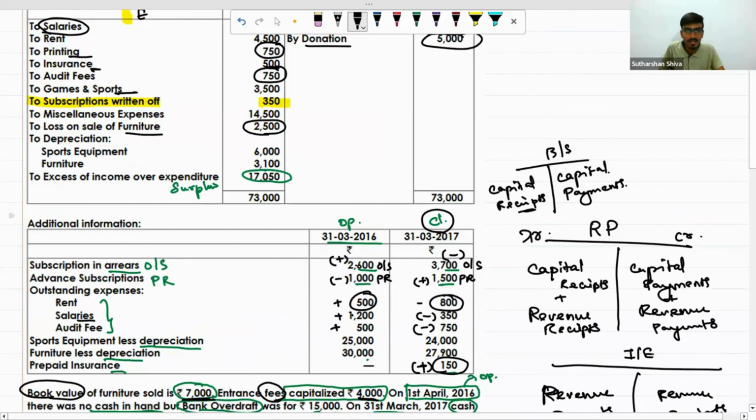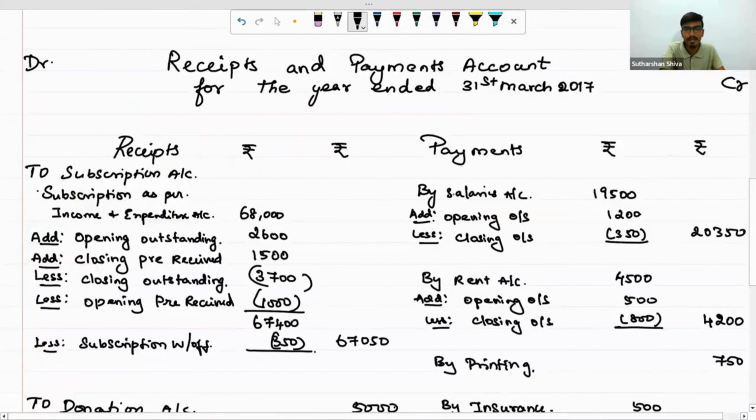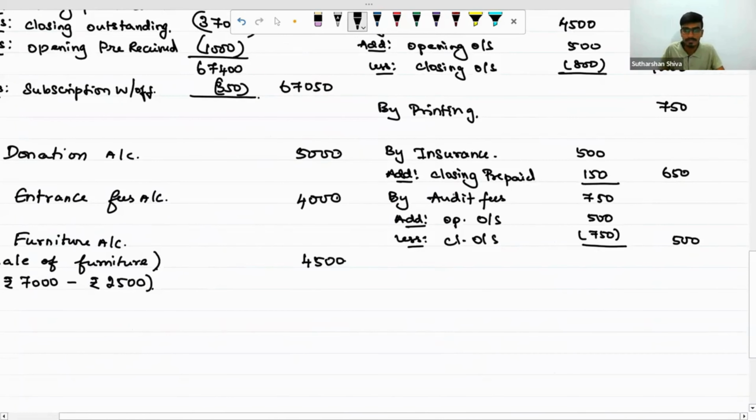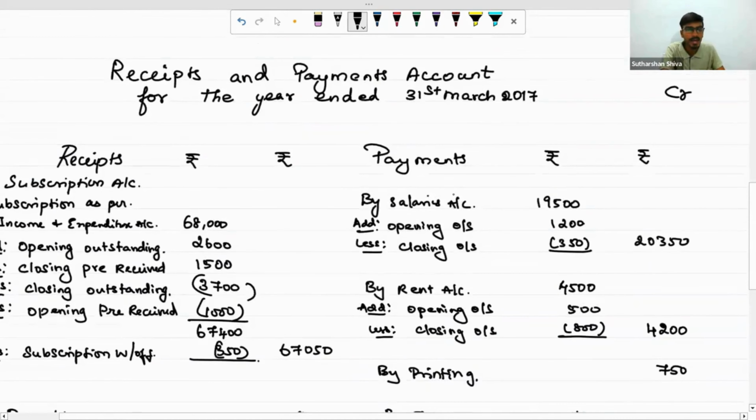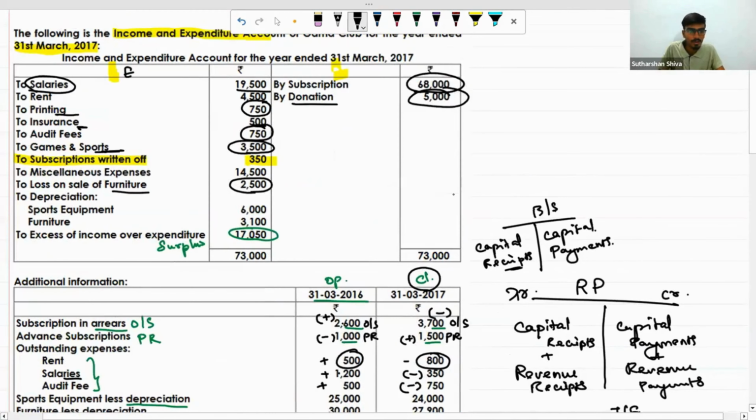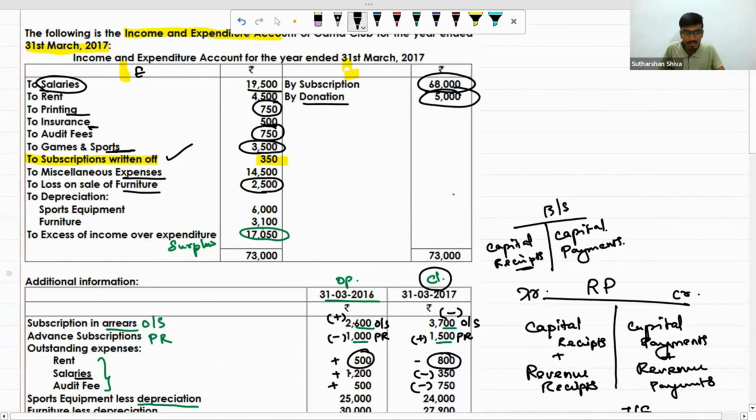Games and sports they have given, that is 3,500. We will directly write by games and sports, 3,500. Okay, then after that we'll go for miscellaneous. Written off is already done. Miscellaneous expenses 14,500.